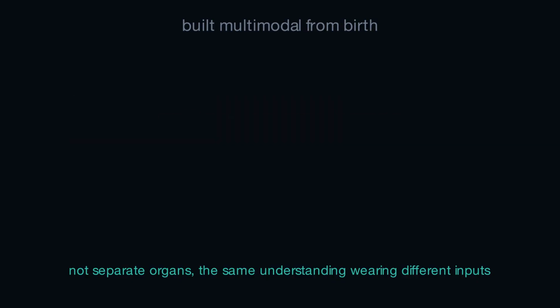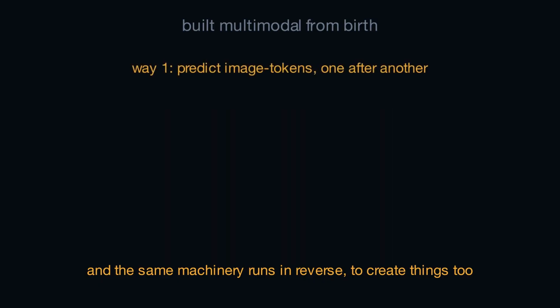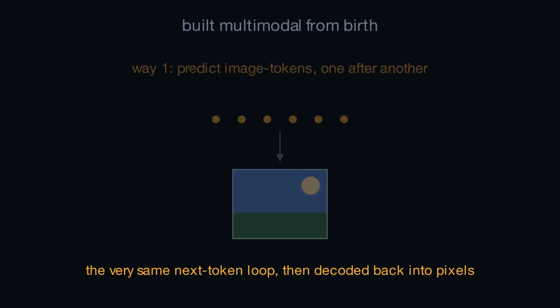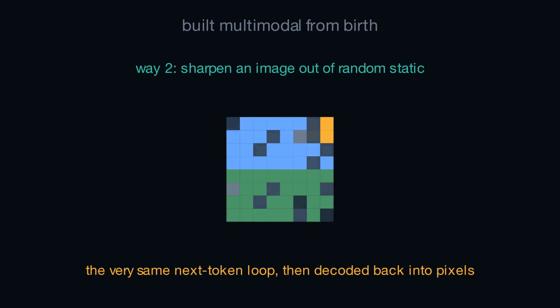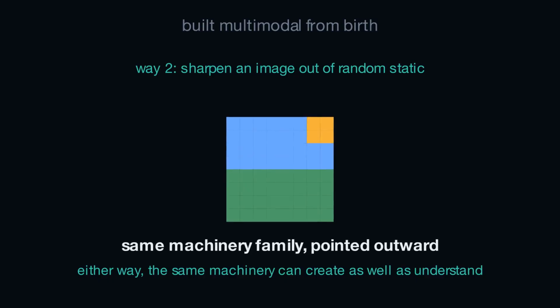And it runs in reverse too, to create things, not just understand them. Some image models do it exactly like text, predicting a sequence of image tokens one after another, the very same next token loop, then turning those tokens back into pixels. Others build the picture a completely different way, starting from a field of random static and sharpening it into an image over many passes. But either way, the lesson holds. The same kind of machinery, pointed in the other direction, can create as well as understand.